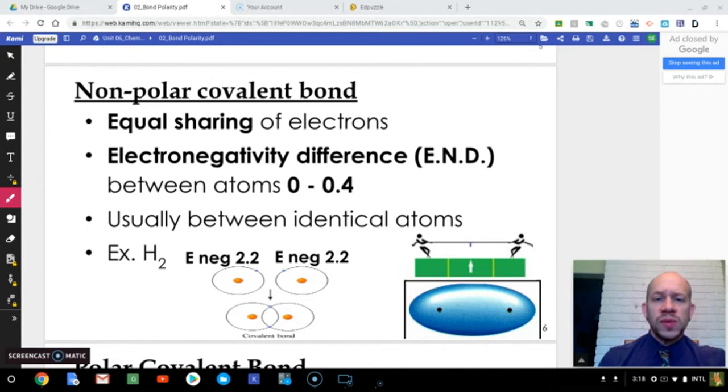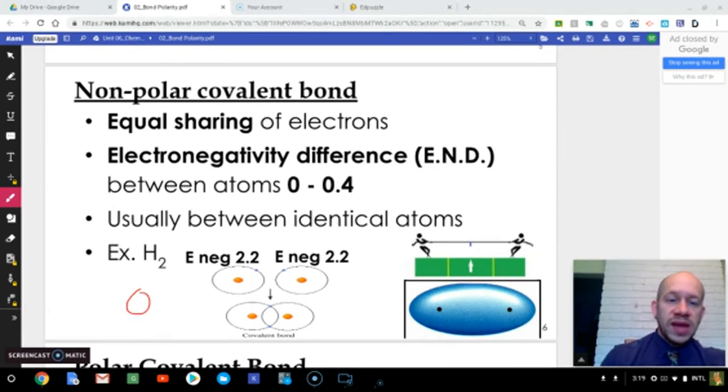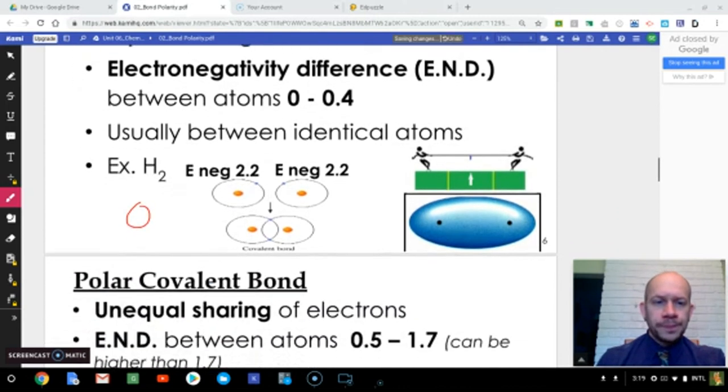This is usually between identical atoms. So, for example, the two atoms of hydrogen are the same. The electronegativity of hydrogen is 2.2, and the electronegativity of hydrogen is 2.2. If I subtract those, I get an electronegativity difference of 0. These values came from Table S.